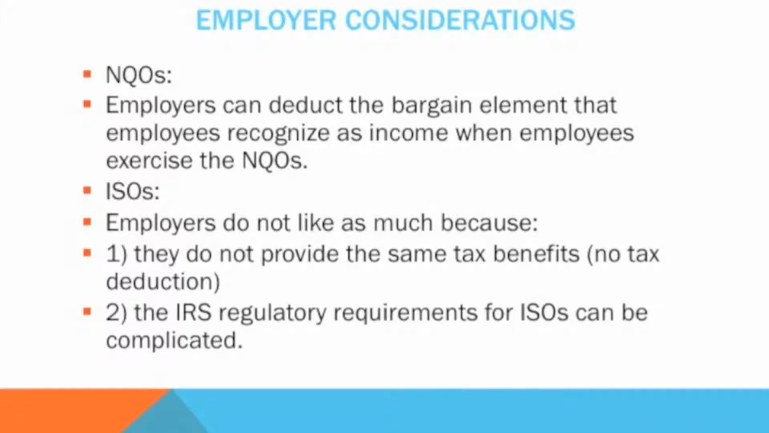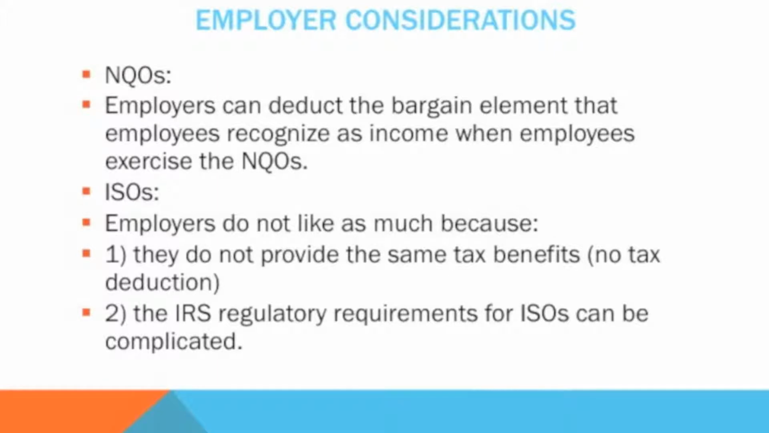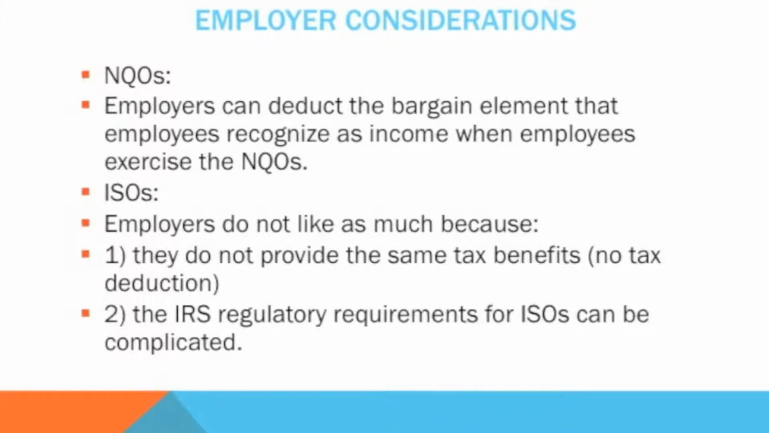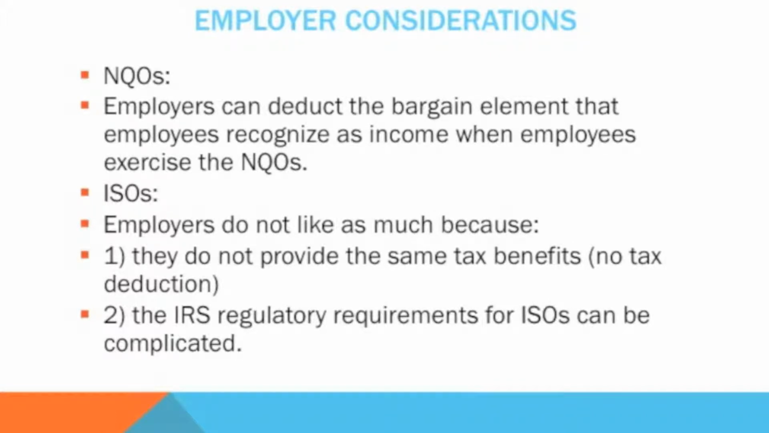This slide talks about the employer considerations for stock options. For non-qualified stock options, employers can deduct the bargain element that employees recognize as income when the employees exercise the NQOs. For incentive stock options, employers don't typically view ISOs as favorably as NQOs because, first, ISOs don't provide them with the same tax benefits, as in no tax deduction. Number two, the IRS regulatory requirements for ISOs can be complicated.